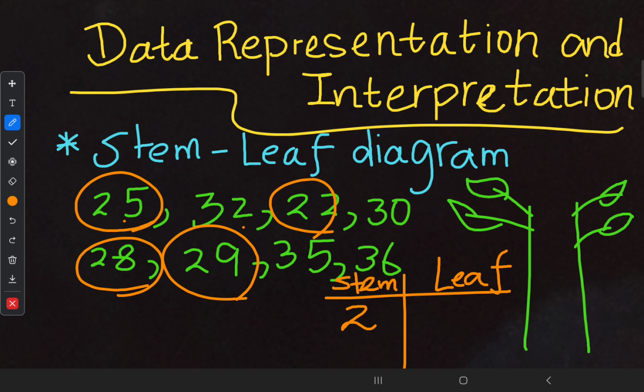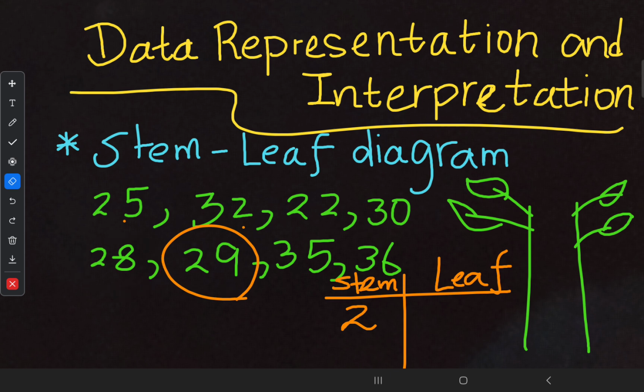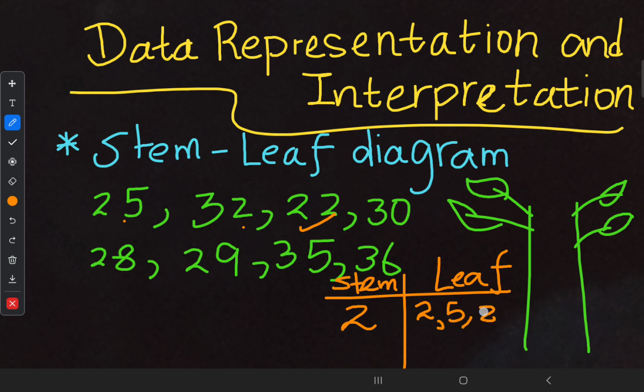In the leaf, you have to order the values from the least number to the highest number, in ascending order. Amongst the given values, the least value is 22. So first of all, in your leaf you should mark 2. Then the second one is 5, the third one is 8 and the fourth one is 9.